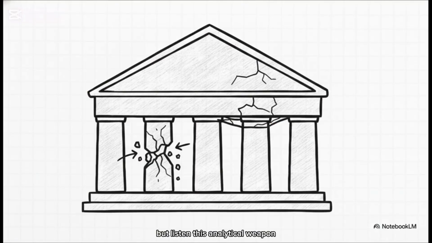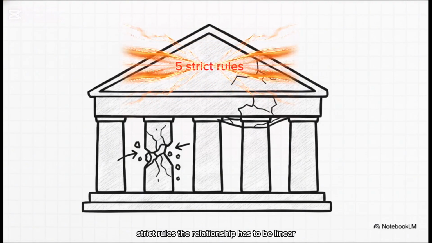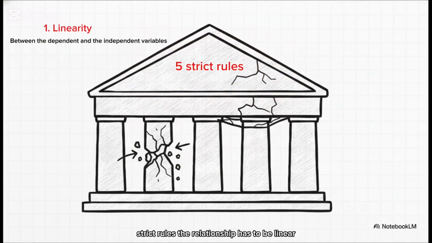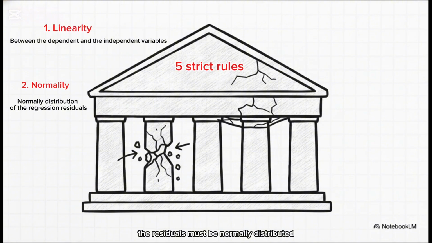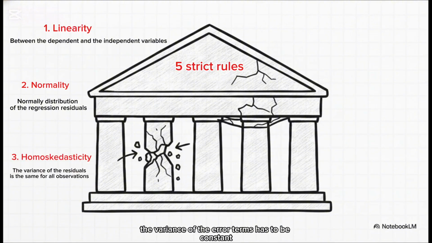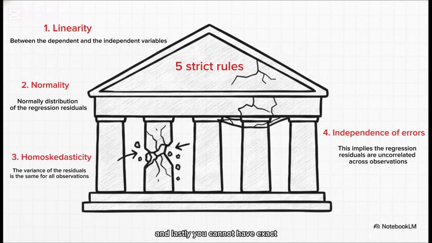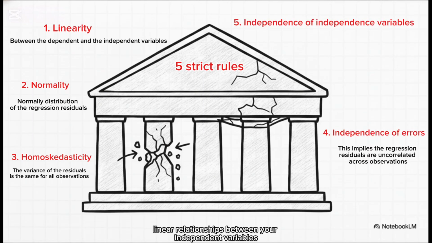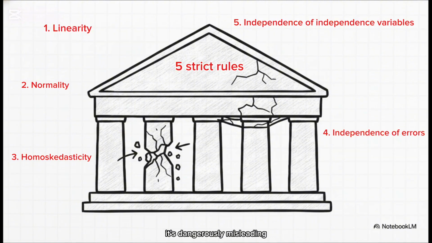But listen, this analytical weapon only works if your underlying data plays by 5 strict rules. The relationship has to be linear. The residuals must be normally distributed. The variance of the error terms has to be constant, a really critical concept we call homoscedasticity. Residuals must be independent, and lastly, you cannot have exact linear relationships between your independent variables. Violate these, your model isn't just wrong, it's dangerously misleading.